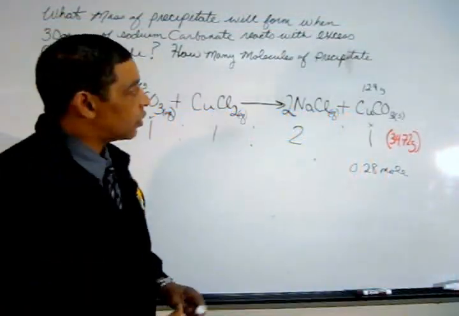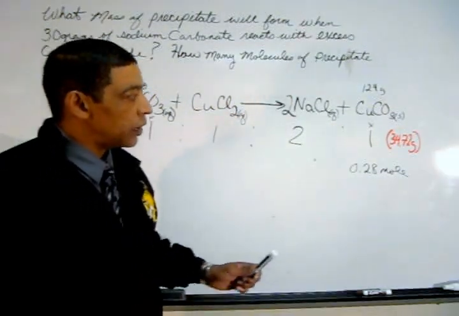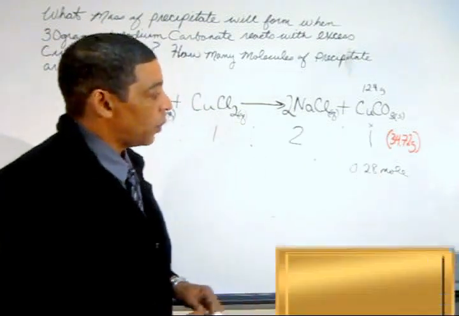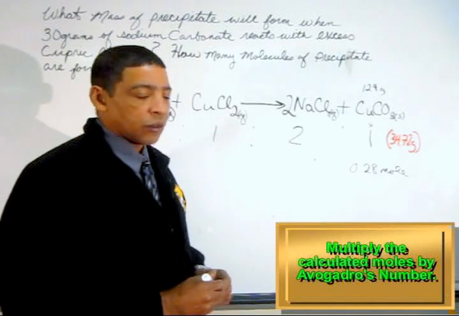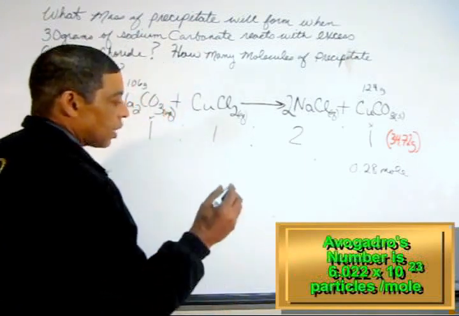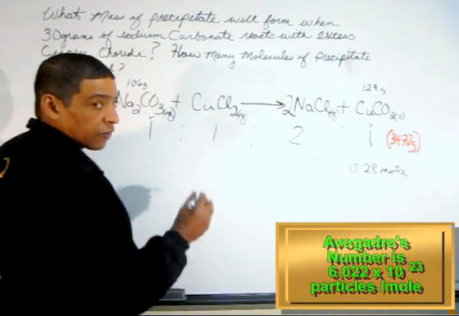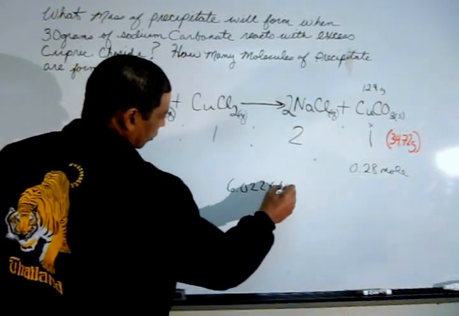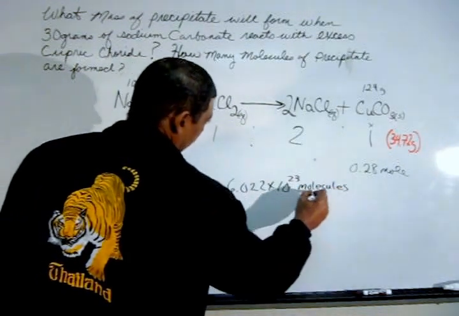The second part of the practice problem asks for how many molecules of precipitate. Since we know that the precipitate is the cupric carbonate, then we can use the moles determined for this compound to determine the number of molecules. We also must use Avogadro's number. According to Avogadro, the number of molecules is equal to Avogadro's number, 6.022 times 10 to the 23 molecules per mole.